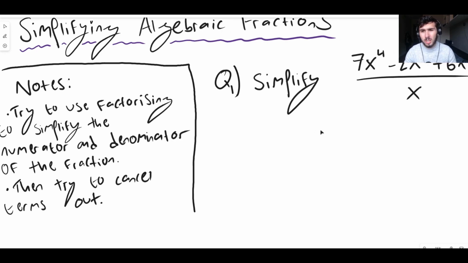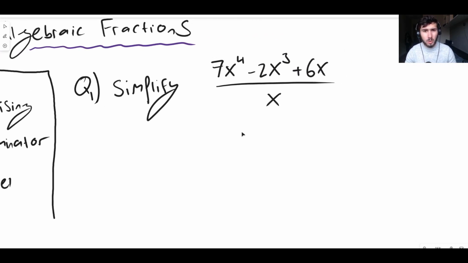So let's just dive into a question. We're going to start off with one that's more or less straightforward. We want to simplify this fraction: 7x to the power of 4 minus 2x cubed plus 6x, all divided by x. You may be able to just look at this and know what to do, but if it's not clear, we will use factorizing.